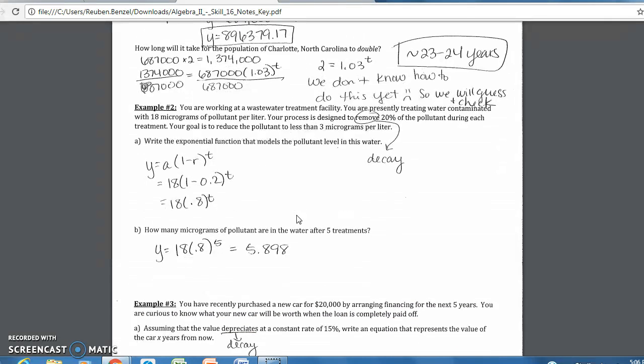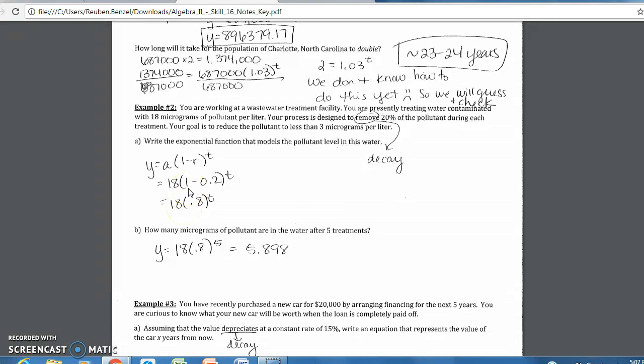For example 2, this is an exponential decay problem because of the keyword remove. It's saying that it's going down by 20% per year of the pollutant. You're starting with 18 micrograms of pollutant per liter, and you're going down by 20%. So 1 minus 0.2 is 0.8, and you're going to do 0.8 to the t times 18, which is our initial amount of pollutant.